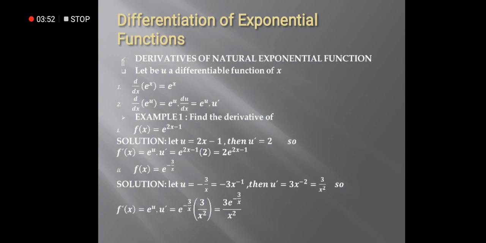Number 2, f of x equals e power negative 3 over x. Let u equal negative 3 over x, equals negative 3x power negative 1. Then u dash will be equal to 3x power negative 2, equals 3 over x power 2. So f dash of x will be equal to e power u times u dash, equals e power negative 3 over x times 3 over x power 2, equals 3 e power negative 3 over x all over x power 2.